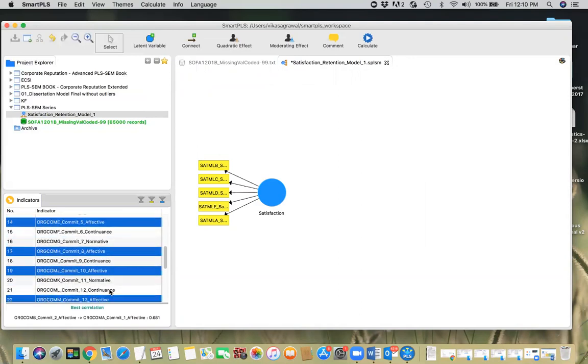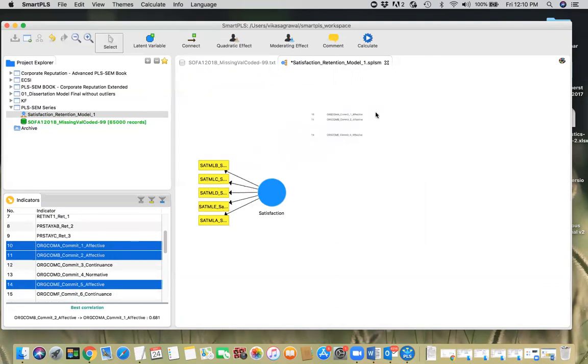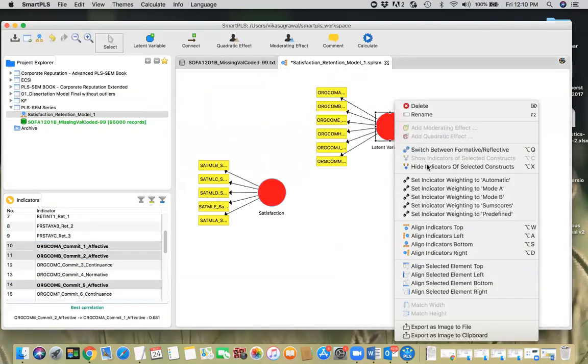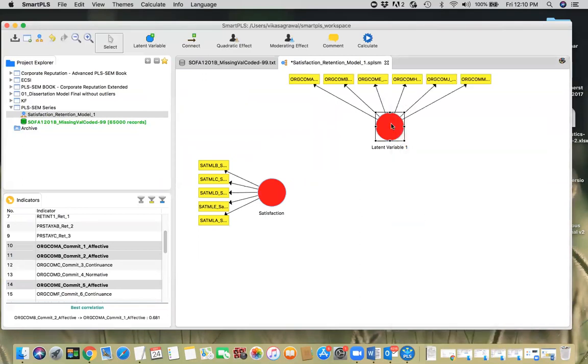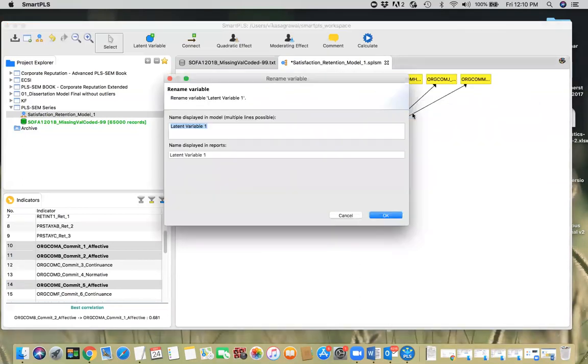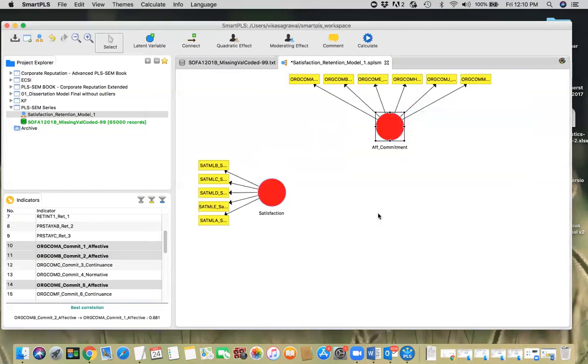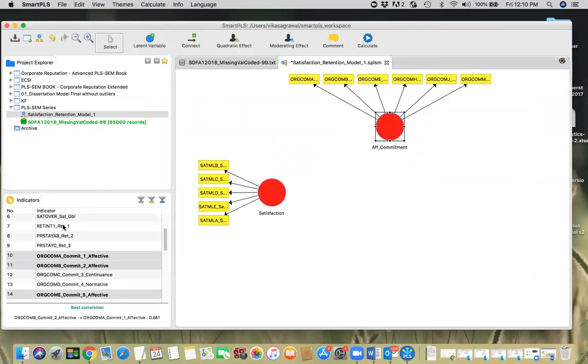So that should be it here. So I'm going to drag this one and right click it. I'm going to say align to the top here, and right click it and rename it to, let's say, effective commitment. I'm just going to call it effective. So AFF, effective commitment. Okay, and then we're going to have the third one, which is the retention, which is a single item scale.